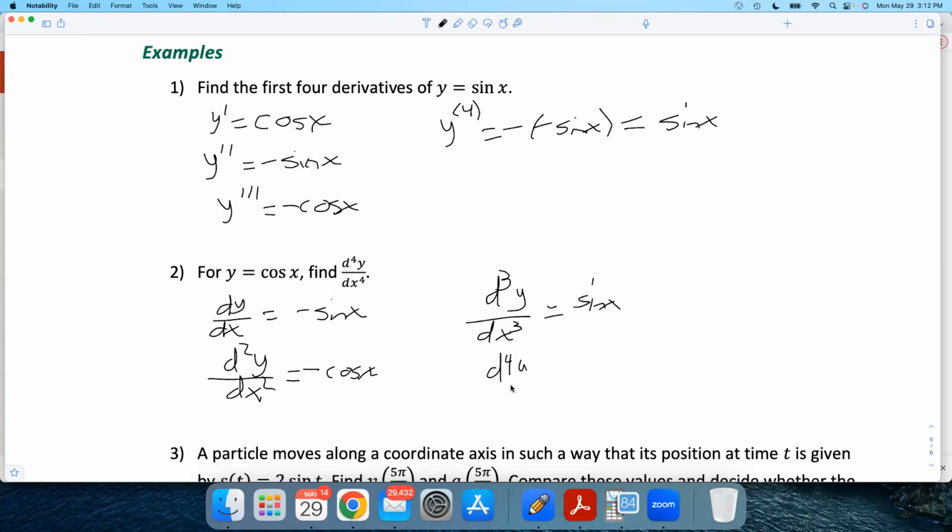And then the fourth derivative of regular old sine is regular cosine. So when we take 4 derivatives of cosine, we get right back to regular cosine.